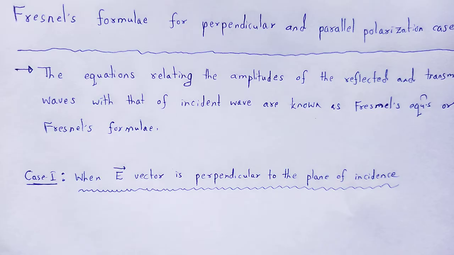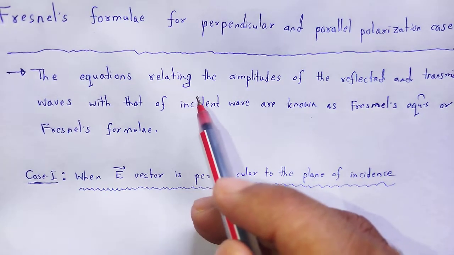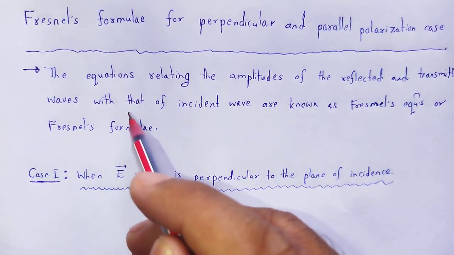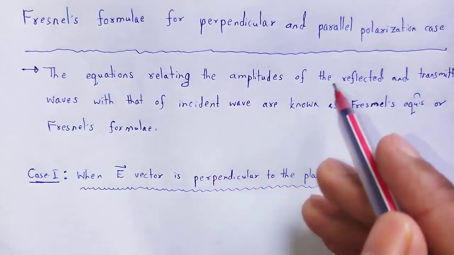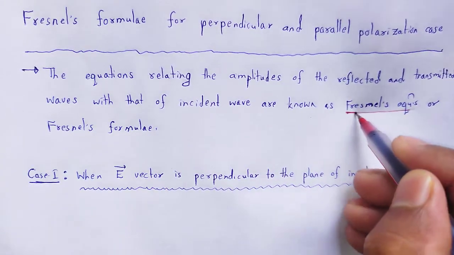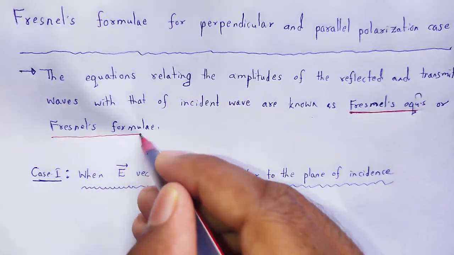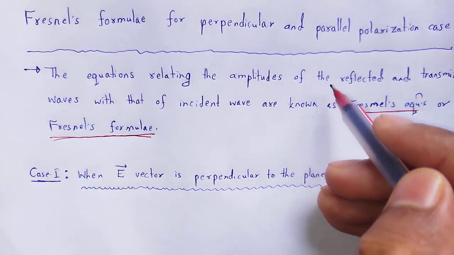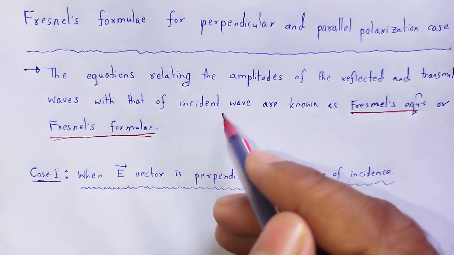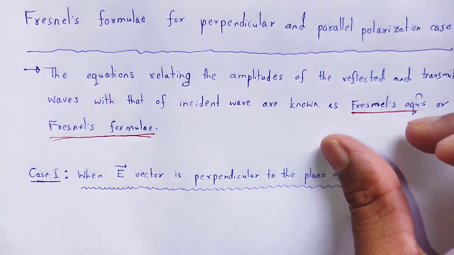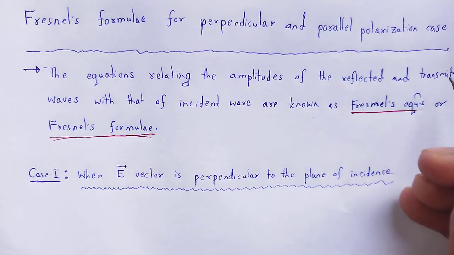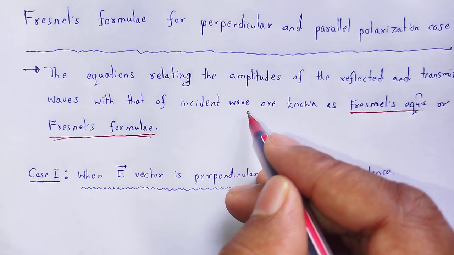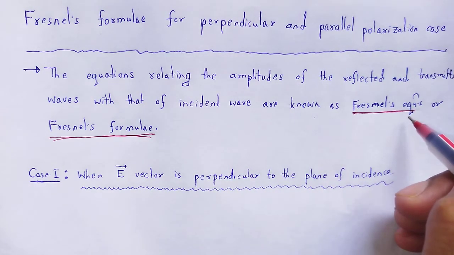Fresnel's formulae, that is, the equations relating the amplitudes of reflected and transmitted waves with that of the incident wave, are known as Fresnel's equations or Fresnel's formulae. The ratio of the amplitude of the reflected wave to that of the incident wave is the first Fresnel's formula, and the ratio of the transmitted wave to that of the incident wave is the second Fresnel's formula.